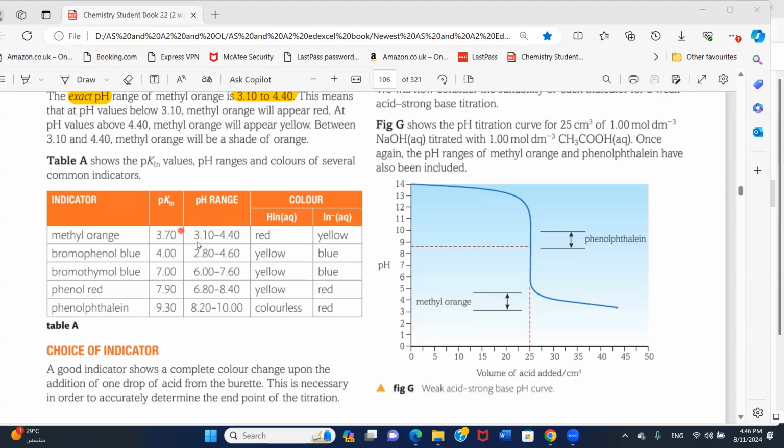Yani, before 3.1, the methyl orange will have its acidic color, which is red. And after pH 4.4, it will have a yellow color. And the orange color will be at a pH between 3.1 and 4.4. If you add these and divide by 2, it will be 3.7.